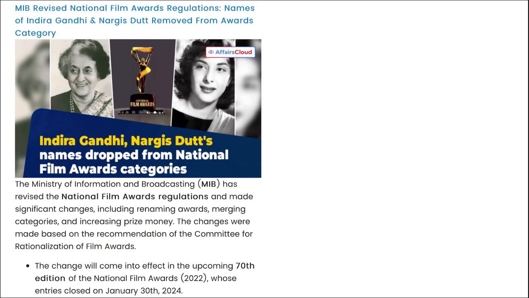Next is MIB, that is Ministry of Information and Broadcasting. They have recently revised the National Film Awards regulation, and they have made some changes here, including the renaming of some awards, merging of the categories, and increasing of the prize money also. Right? Apart from this, you can see the change will come into effect from the 70th edition of the National Film Awards 2022, whose entry is closed on January 30th, 2024.